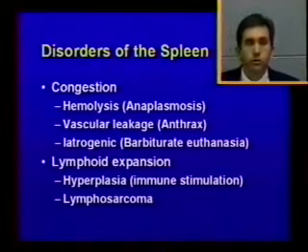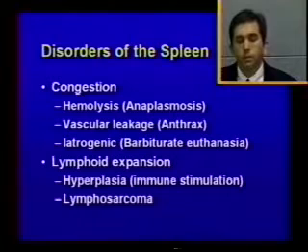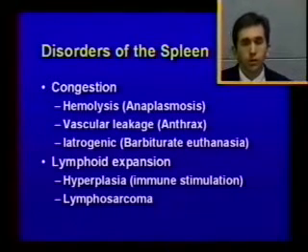I want to move now to disorders that affect the spleen. Remember that the spleen is both a circulatory organ as well as a lymphoid organ. It stores blood, it clears the blood of infectious agents, and it also is a site where the immune system can respond to an antigen.